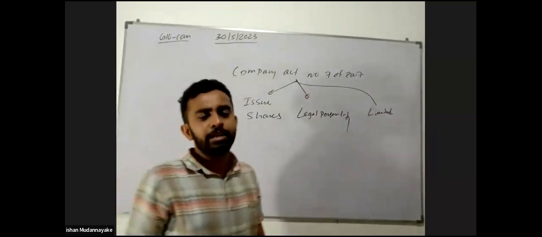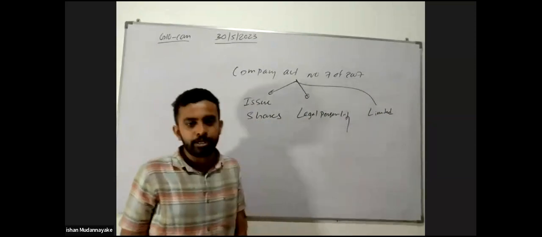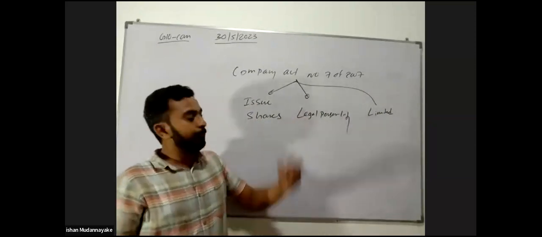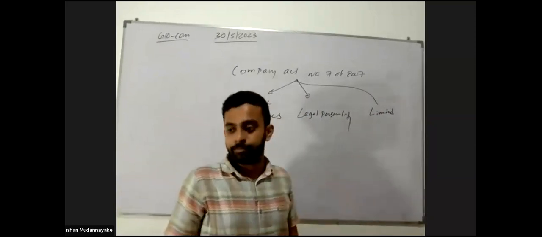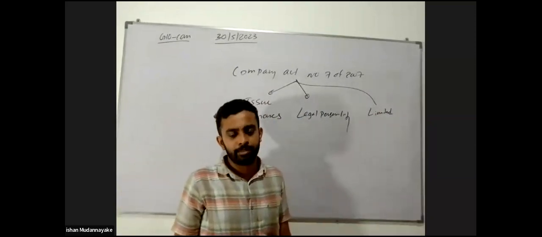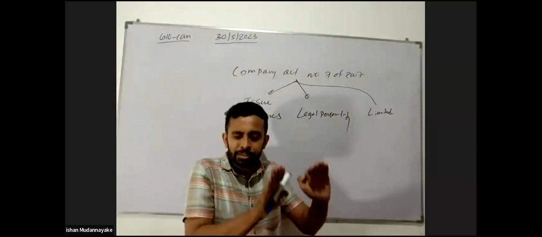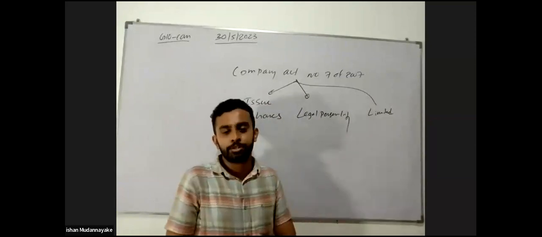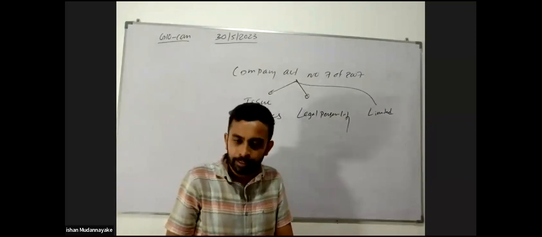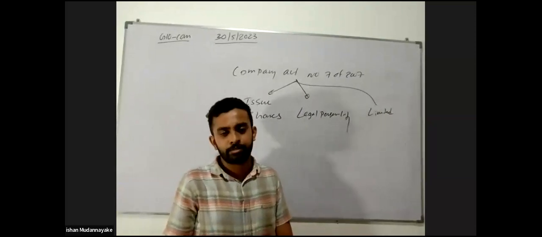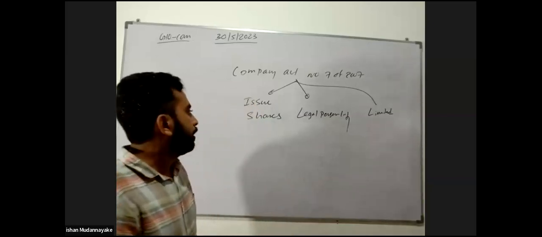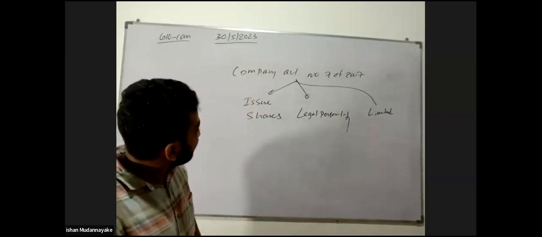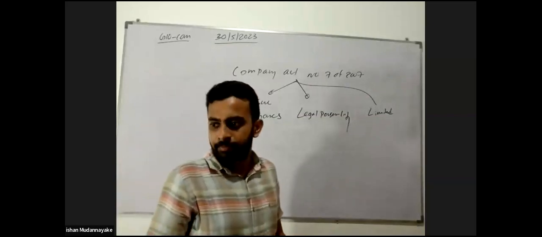These are some of the main characteristics of an incorporated company: they can issue shares, having legal personality and having limited liability. Then here, what do you mean by can issue shares?